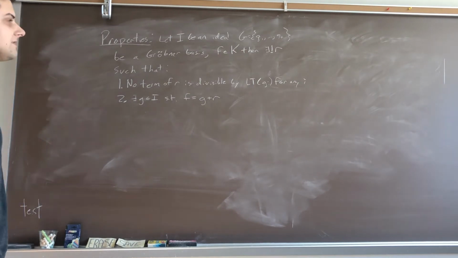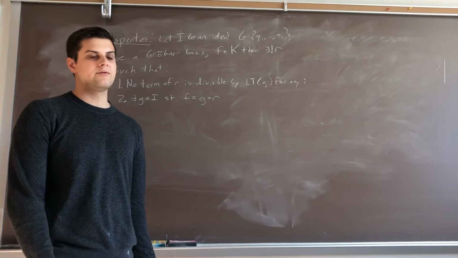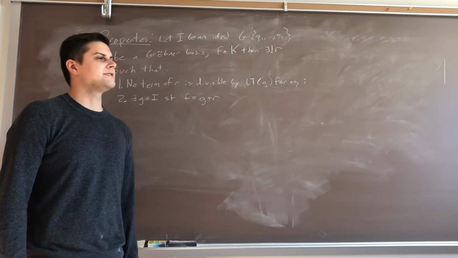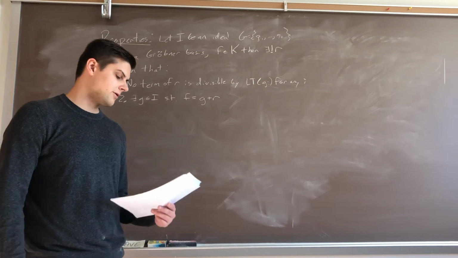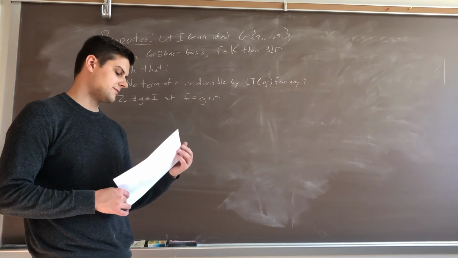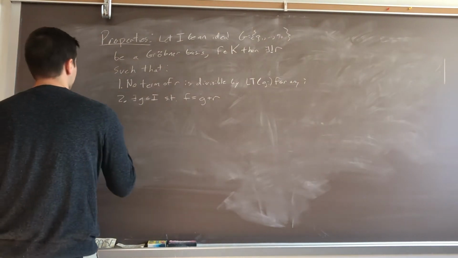Okay. So this basically is just telling us that the division algorithm by a set works as we would want if that set is a Gröbner basis. And if it's not a Gröbner basis, it won't necessarily work. Okay. So to prove this, we are going to use the division algorithm a little bit.